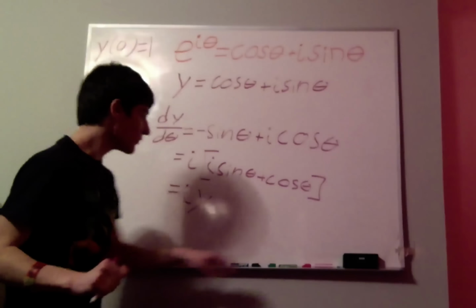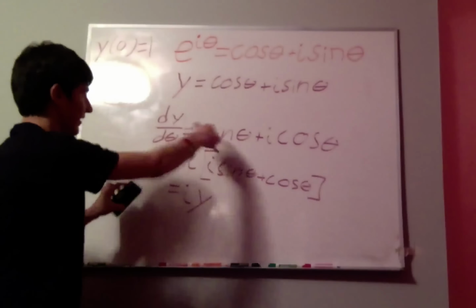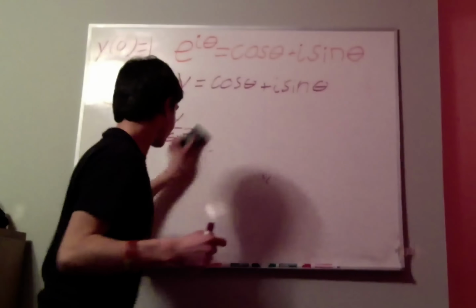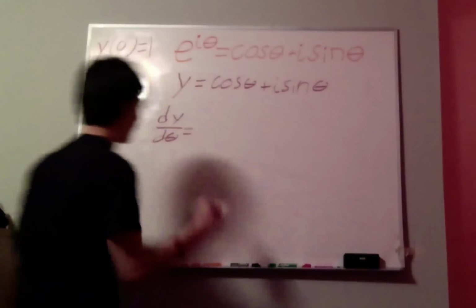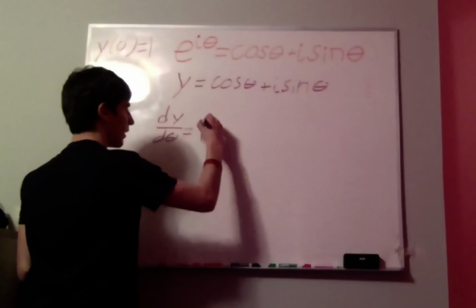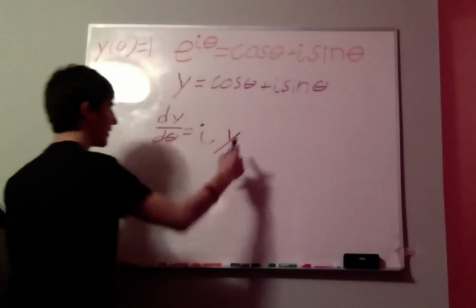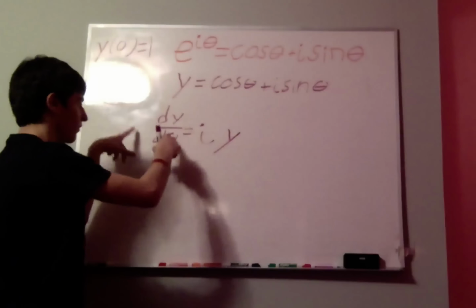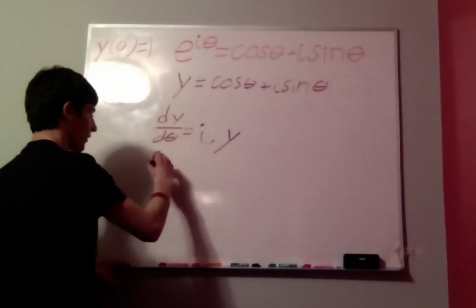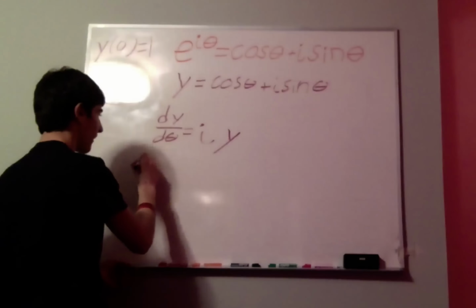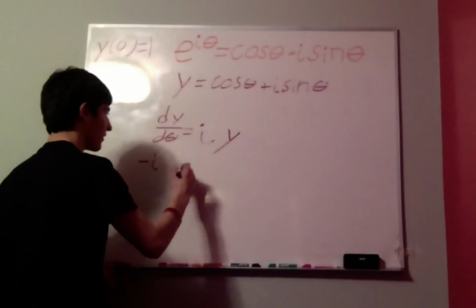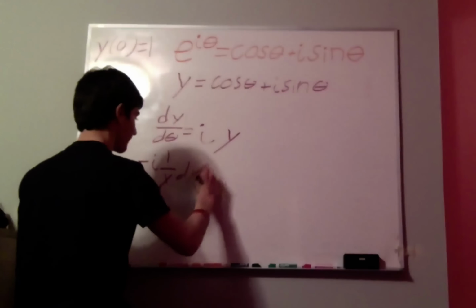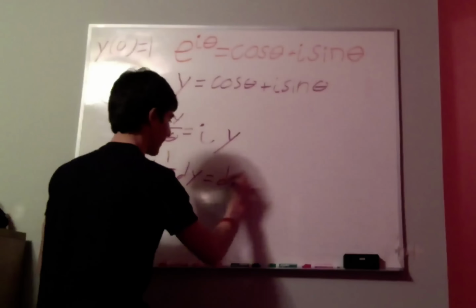I'm just going to write that there because we're running out of space. So dy d theta is equal to i y. Now I'm going to divide both sides by i y and multiply both sides by d theta. So we have minus i times 1 over y dy is equal to d theta.